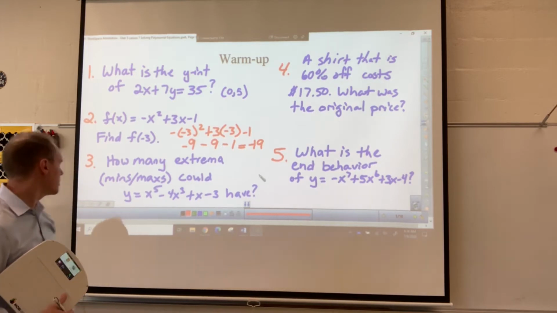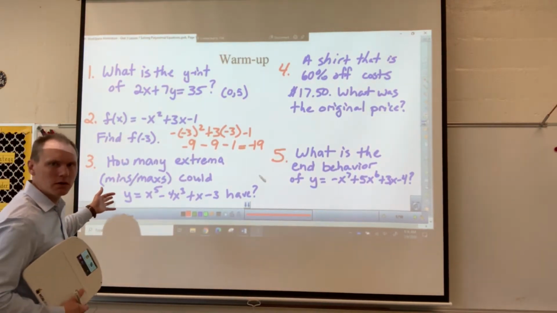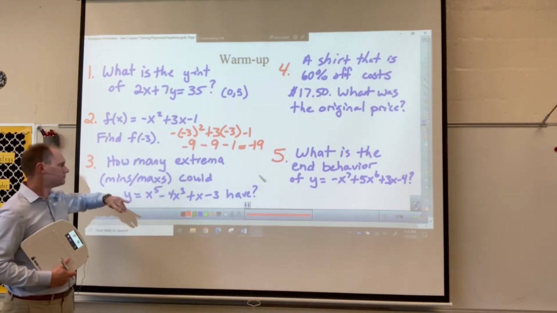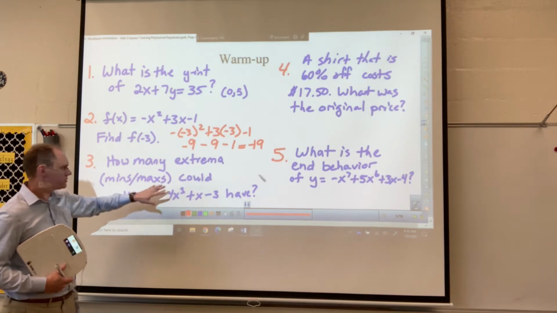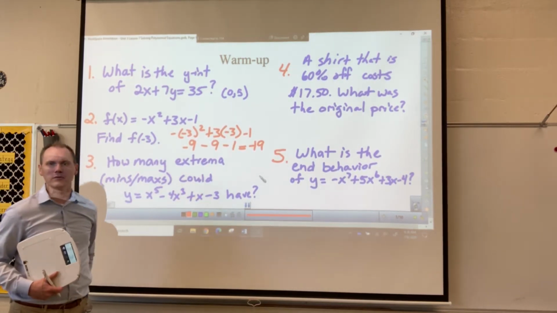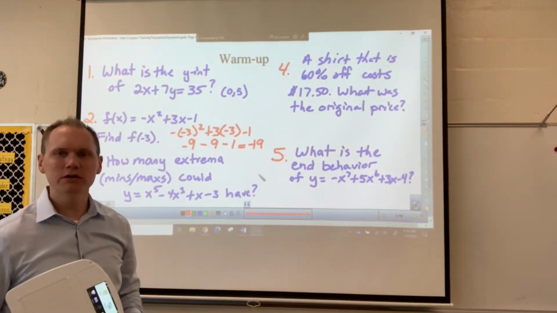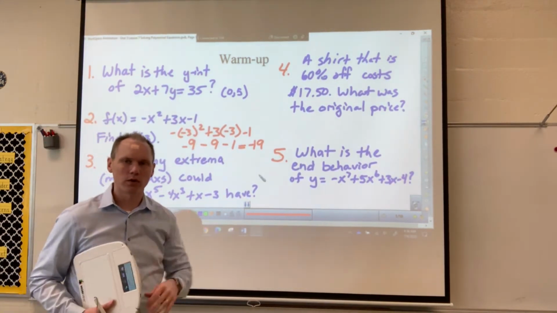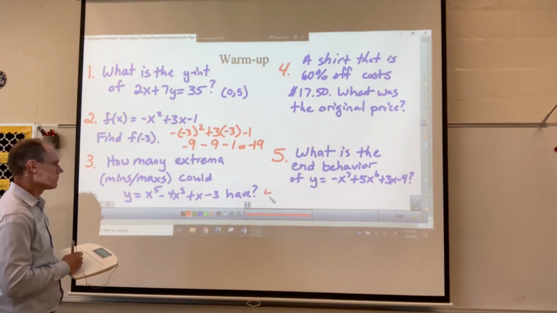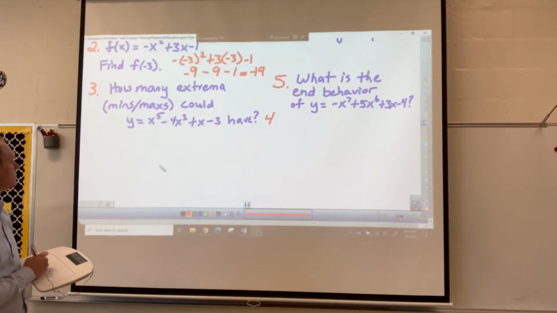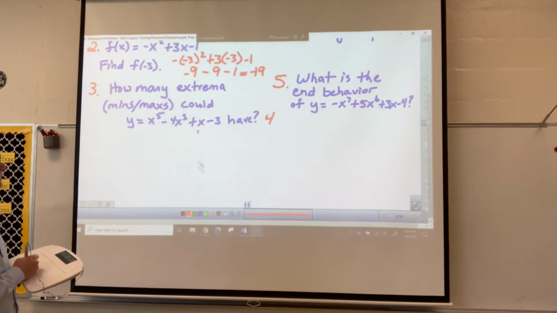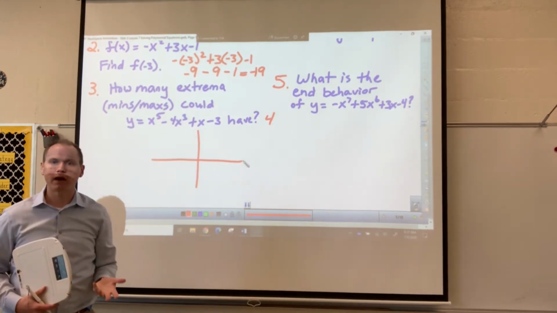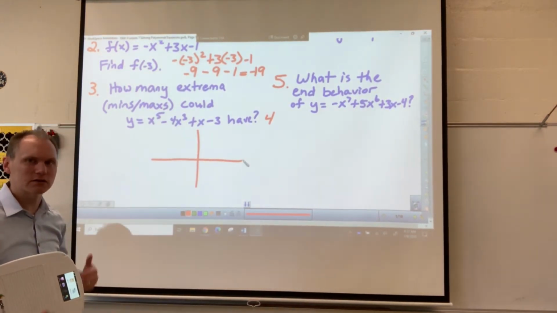All right, number 3, how many extrema, or maximums and minimums, crests or troughs, whatever you want to call them, but in general we call them extrema, could this quintic function have? So if it's got a highest degree of 5, it could have at most 4 extrema. I'll draw you a quick sketch of that here. If we have a degree 5, it could have up to 5 zeros, right? It could cross the x-axis up to 5 times.